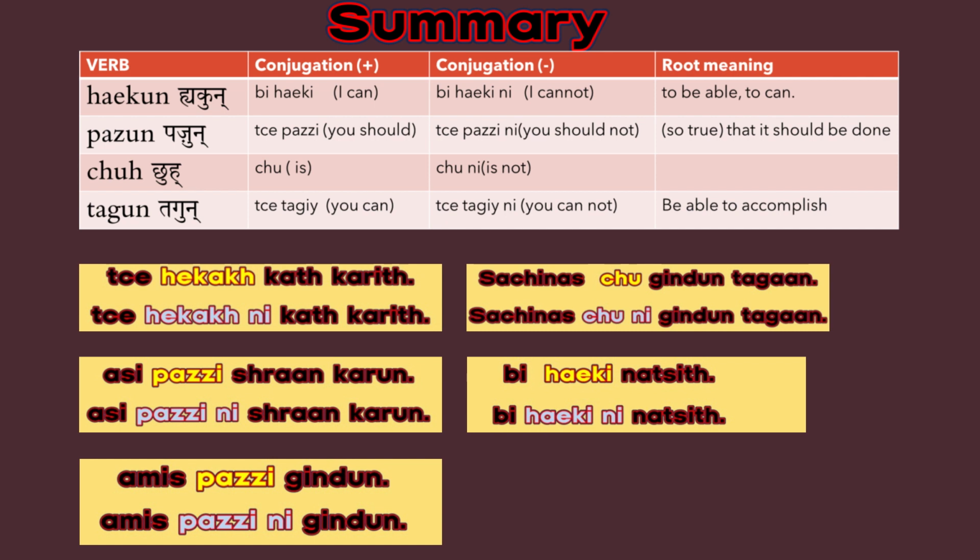Then we talked about chu. Chu means is, and positive is chu, negative is chun. Tagun. Tagun is be able to accomplish. And when we say chetagi, it means you can. Or when we say chetagin, it means you cannot.